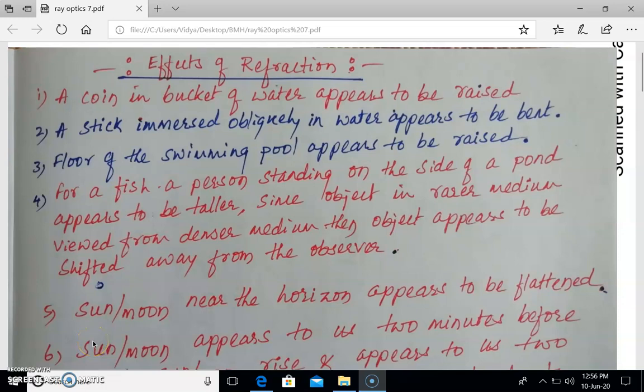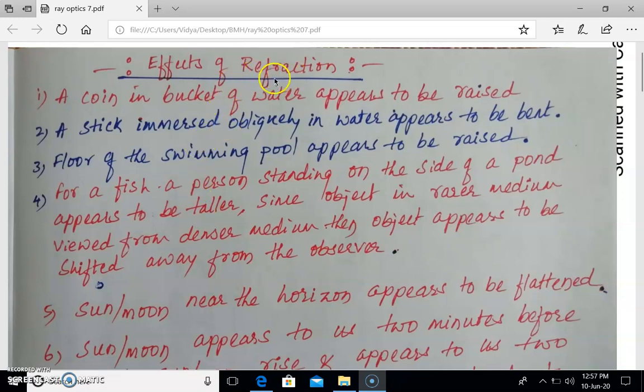Hello students, in continuation with the ray optics, in this video we will discuss the effects of refraction. Already we have learned what is refraction and refraction through a rectangular glass slab, normal shift as well as lateral shift, and what factors they depend upon.